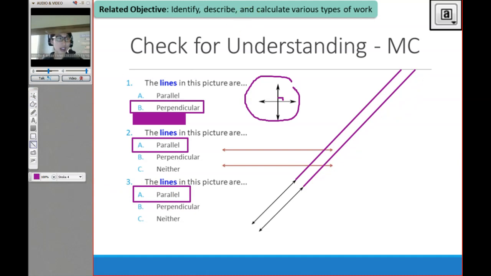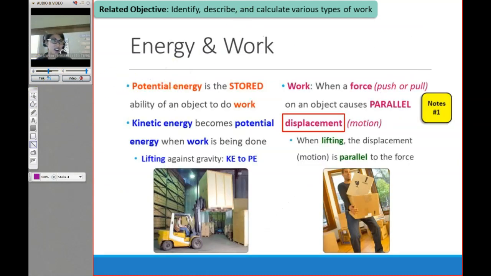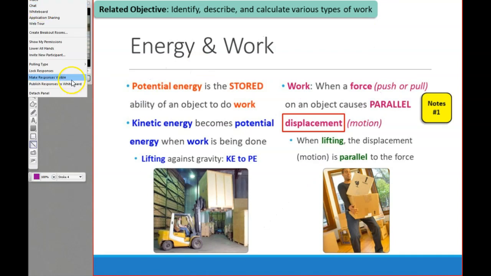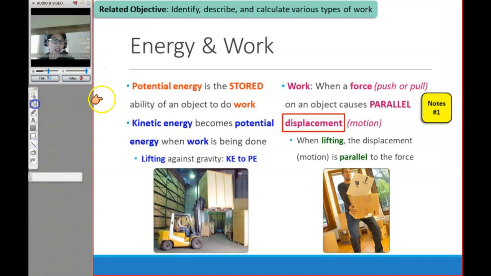Awesome. Okay, so why is that important? That has to do with our topic for today. So going back to talking about energy, remember potential energy is the potential to be able to do something. So it's stored ability to do work.